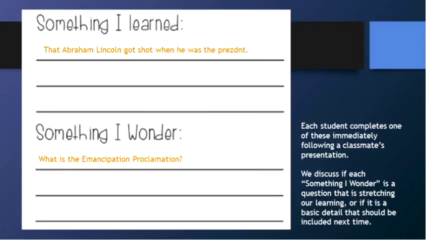Here is another thing that we use in kindergarten when students are making a report: something I learned, something I wonder. So again, they're actively engaged in the process. They're giving feedback. What was strong about that student's presentation? Because that's what the other students learned. What's something that I wonder? And we talk about the something I wonder. Is that something that should have been in the report, or is that something extra that's stretching our learning? We talk about that. And so this was great, and the student was actually able to answer this Emancipation Proclamation question, which was really cute for a 5-year-old.